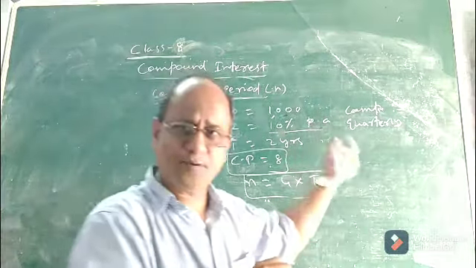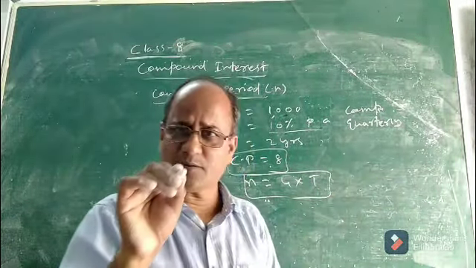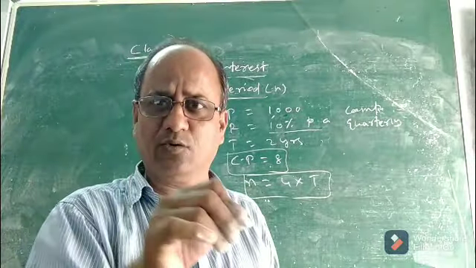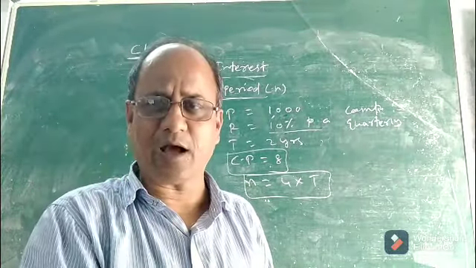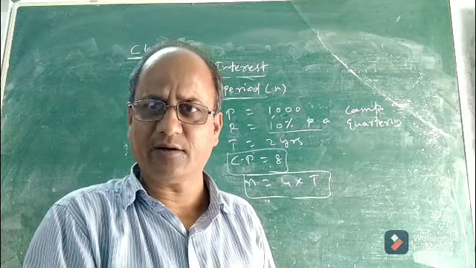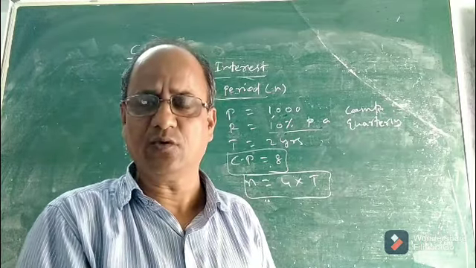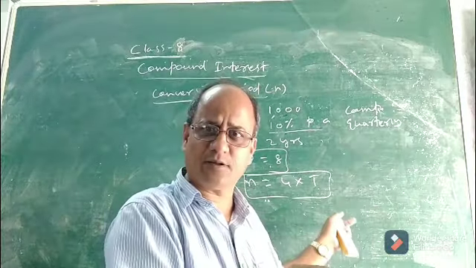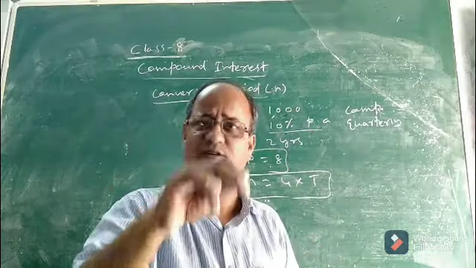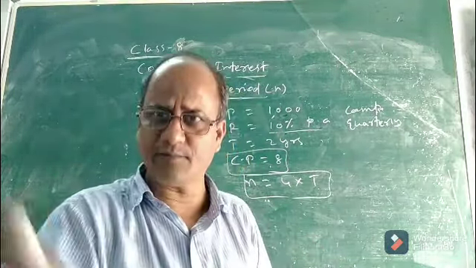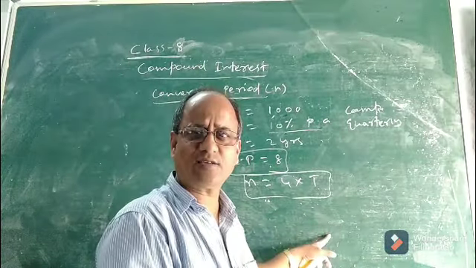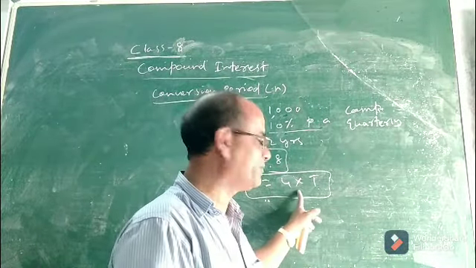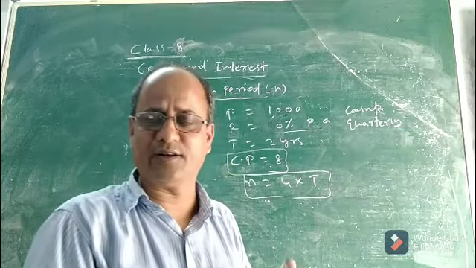When it is charged half yearly or semi-annually, the conversion period will be equal to 2 into the time period, because half yearly means 2 times in 1 year, twice in a year. So 2 into the time period given in years will be the conversion period if interest is charged half yearly or semi-annually. And if the interest is charged quarterly, then the conversion period will be 4 into the time period given in years.